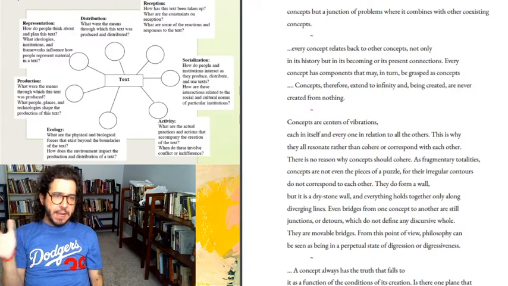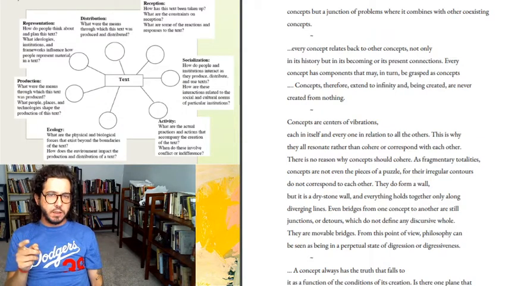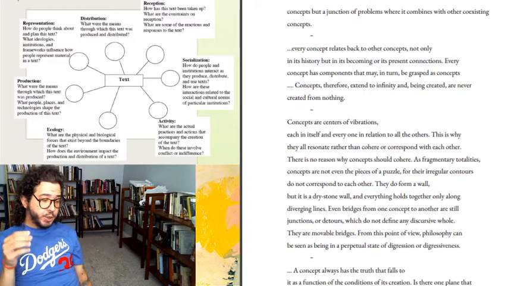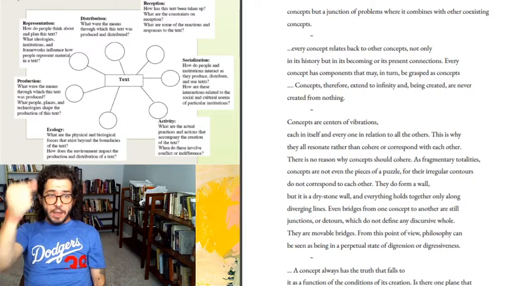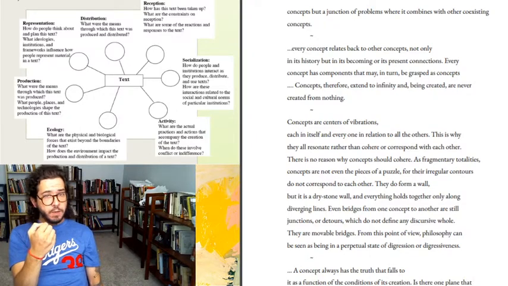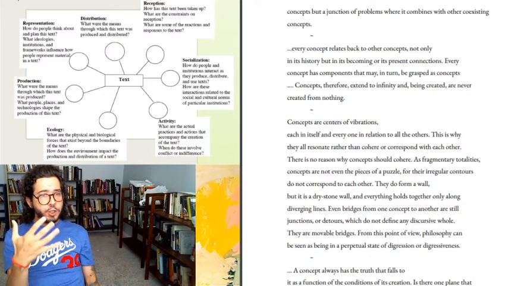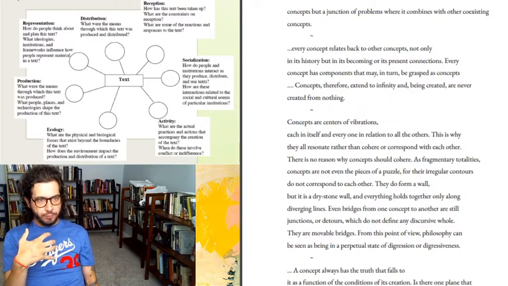And so they relate back to each other. They're relays. They're never stopping in this process. And they're centers of vibrations, as Deleuze and Guattari say here. Right? They all exist discretely, but they're all in relation to the others. And in that relationship, they vibrate and they live.